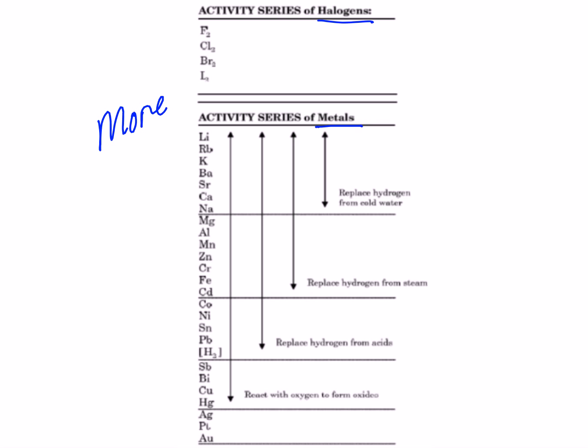If you have not already done so in your own personal reference packet, I want you guys to write more active at the top of the series. So as you go up the series, it's more and more active, meaning the elements at the top of this chart will replace pretty much all the other elements that are below it. The higher up you go, they will replace the ones that are below it.